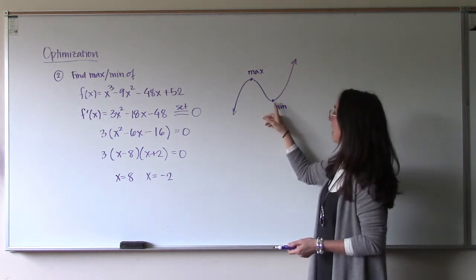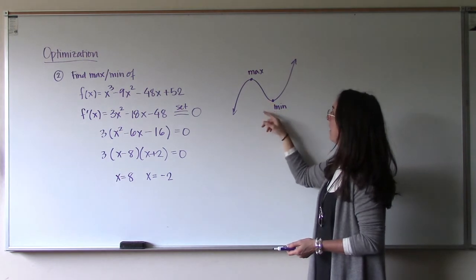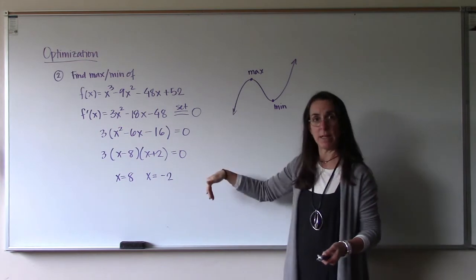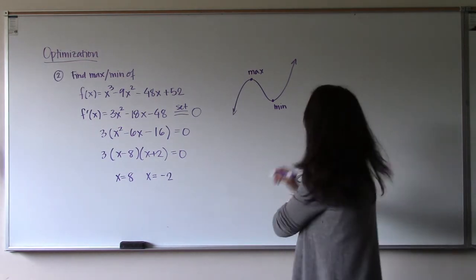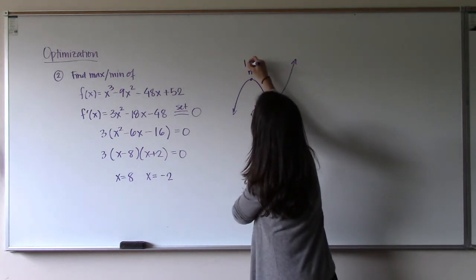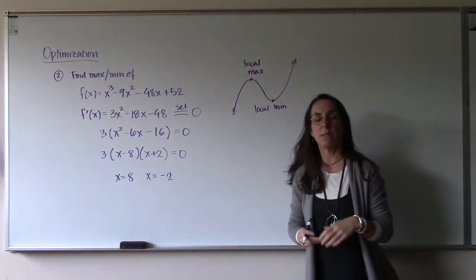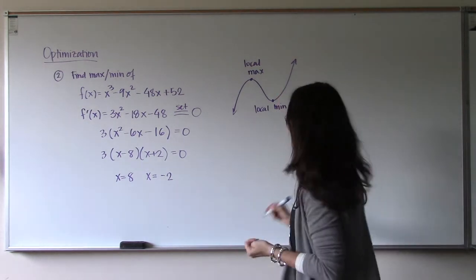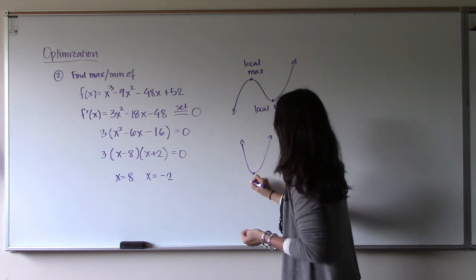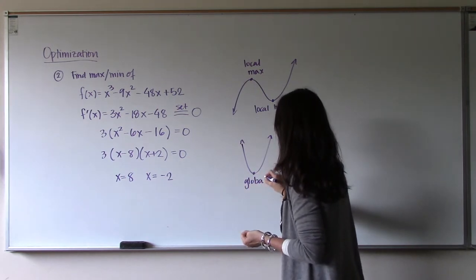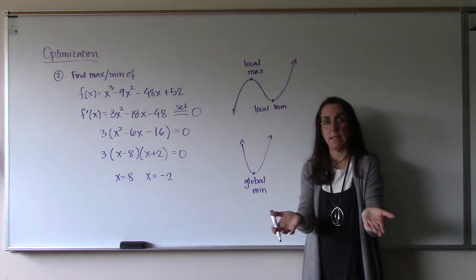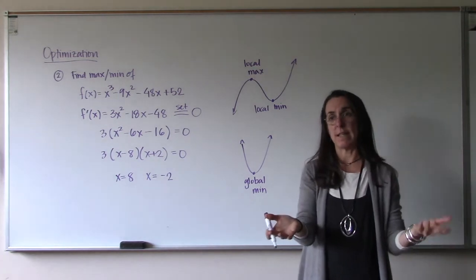And likewise, this is a minimum in this area, but it's not the smallest that the function is ever going to get because it keeps going like this, okay? So in this kind of case, we call this a local min and a local max. So what does a global min or max look like? Well, a parabola that opens up, this is a global minimum, right? Because that's the smallest that the value of the function is ever going to get.